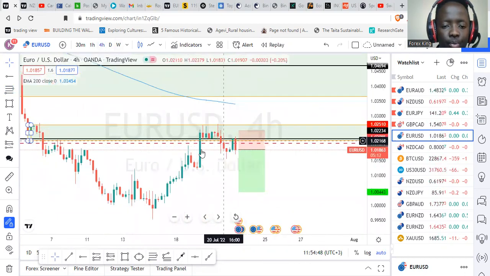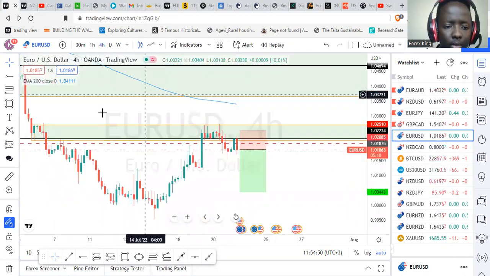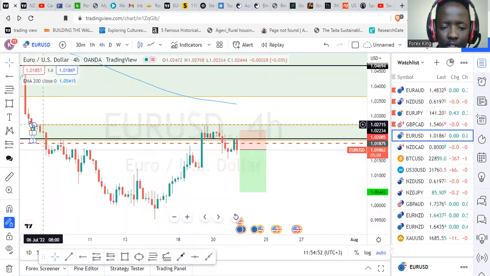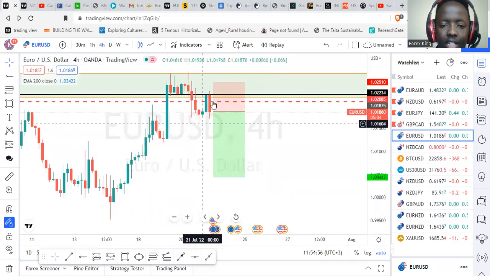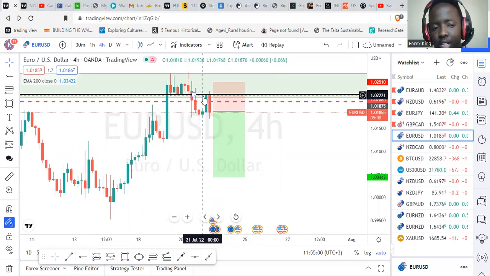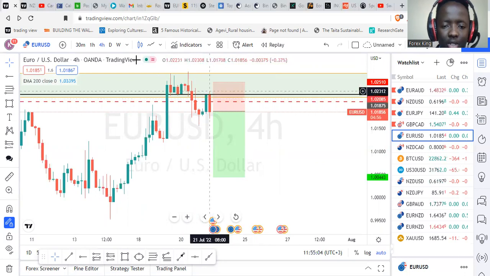We can clearly see it failed to break this previous high, hitting our previous supply area, creating a new lower high formation. This just indicates that indeed we are seeing more bearish momentum coming into the market as we speak.